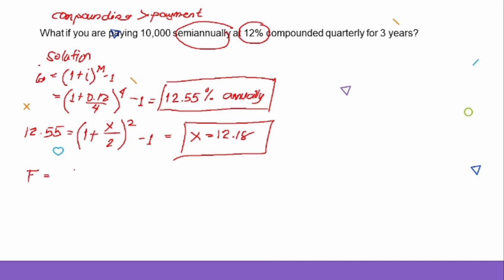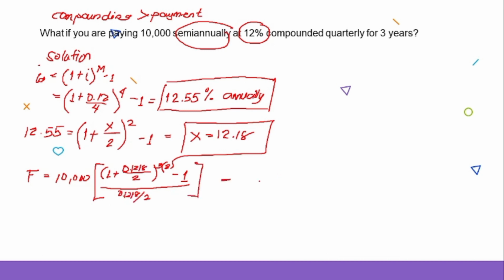So, that would be F is equal to 10,000 times 1 plus our interest is 12.18, and semi-annually na to, all over 2, raised to 3 years times semi-annual, minus 1, all over 12.18. So this is equal to 69,911.5.